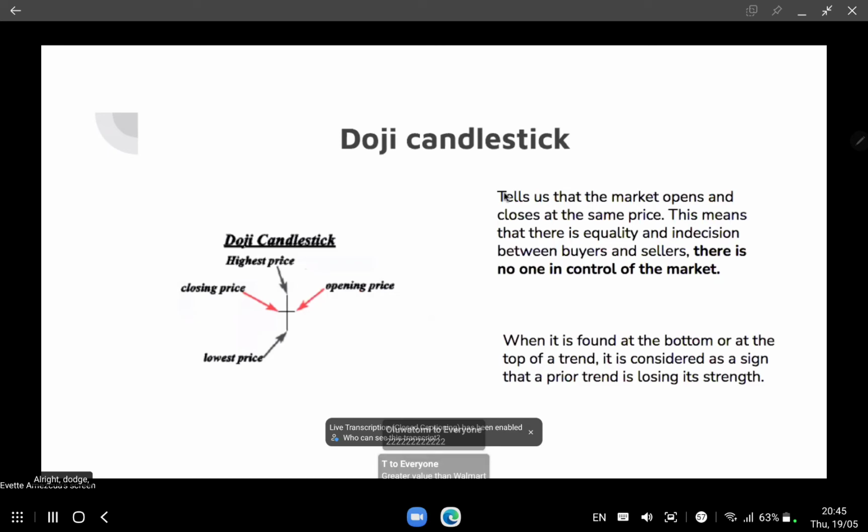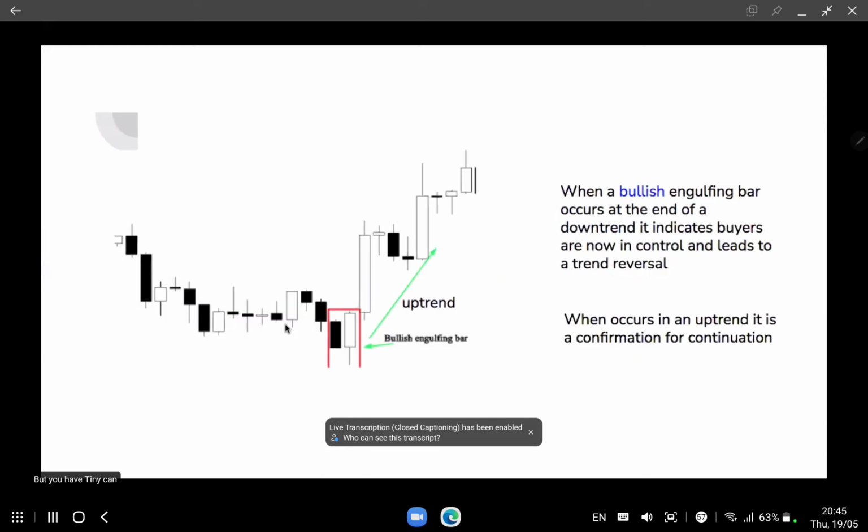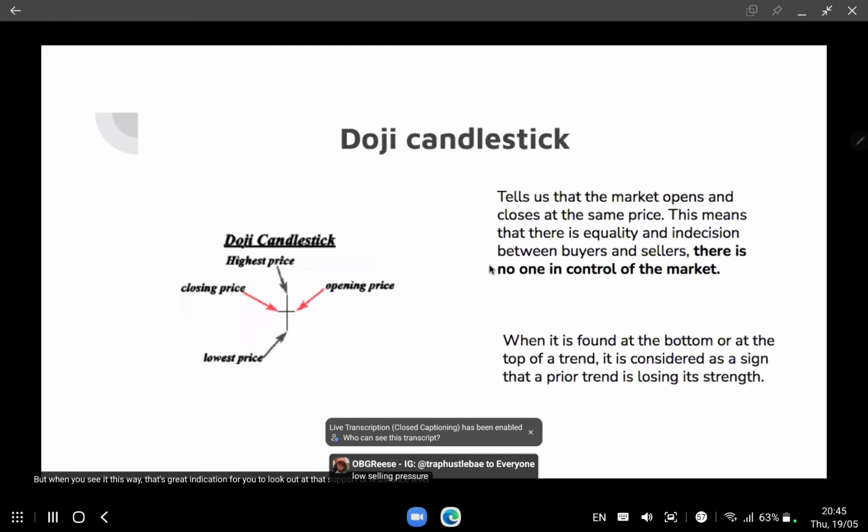All right, Doji. That's okay. Someone said, look, but our wicks weren't telling us anything, but you have tiny candle bodies. Not all of your candles have some type of wick at the bottom, but your candle bodies are pretty small and made up of small candles. You don't always see it this way. It's not always going to be where you have a series of small candles or some type of wick, but when you see it this way, that's a great indication for you to look out at that support or resistance level. Yeah, exactly.